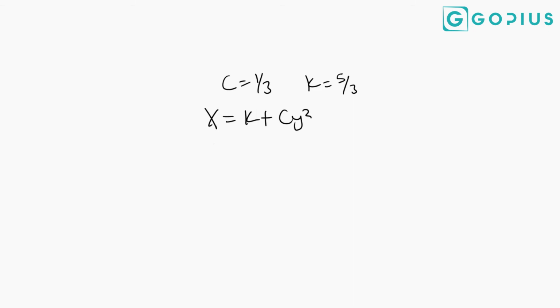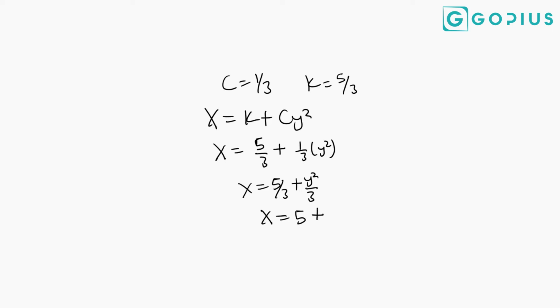So we're having x equals k, which is 5 over 3, plus c, which is 1 over 3 of y square. So this of course is going to give us x equals 5 over 3 plus y square, all over what? 3. Since the denominators are the same, 3 and 3, we can compress it together. So here we can have x equals 5 plus y square, all divided by 3. Of course, that is the formula connecting the variables.